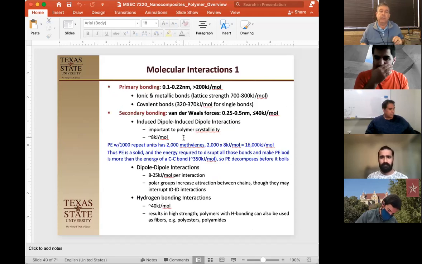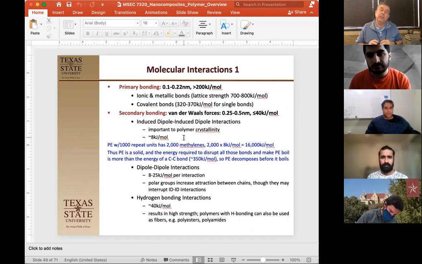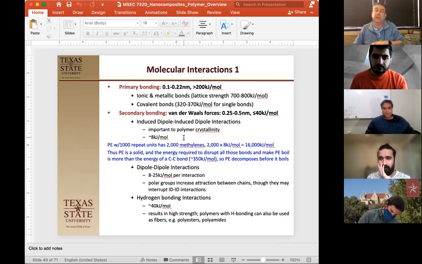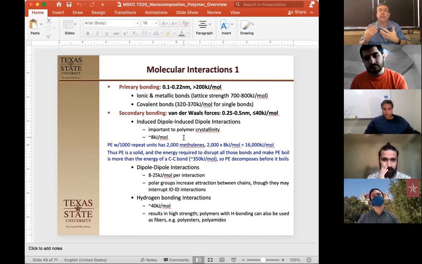All right, so now when I started talking about polymers, I said we really need to pay attention to what the polymers are because it'll change how they interact with the nanomaterial we're going to put in there. So now we have to look at the molecular interactions of these things and how they interact with themselves and can interact with other things.